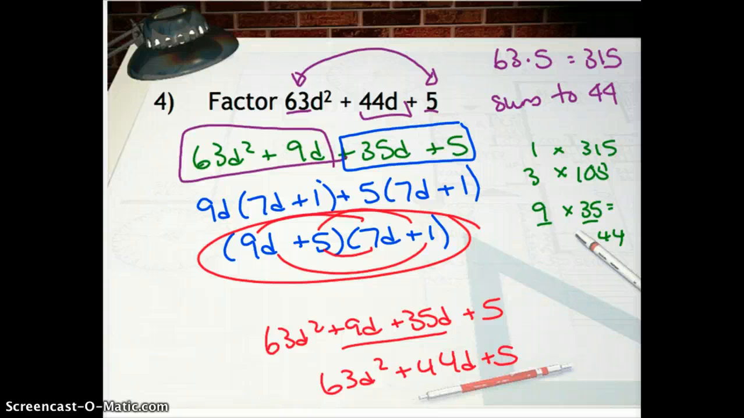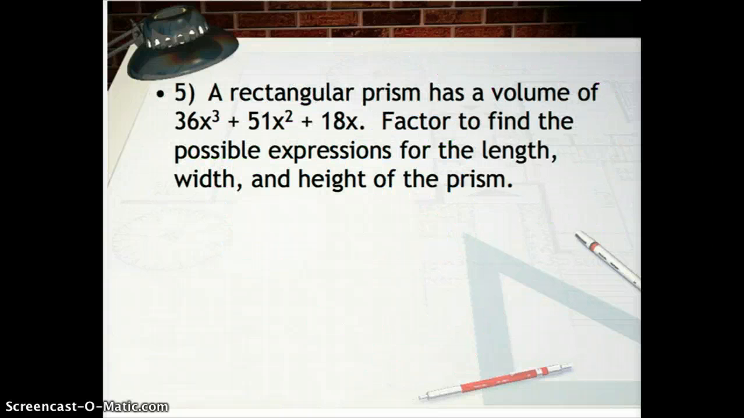Okay. The last one, word problem. A rectangular prism has a volume of 36x cubed plus 51x squared plus 18x. I want you to factor it to find some possible expressions for the length, width, and height of the prism. So you're going to need to remember that volume equals length times width times height. So what we're looking for is three possible polynomials or expressions that multiply together to give us this, 36x cubed plus 51x squared plus 18x.